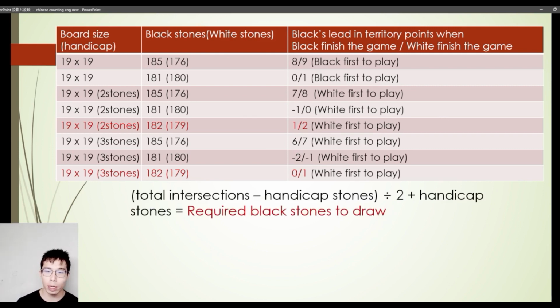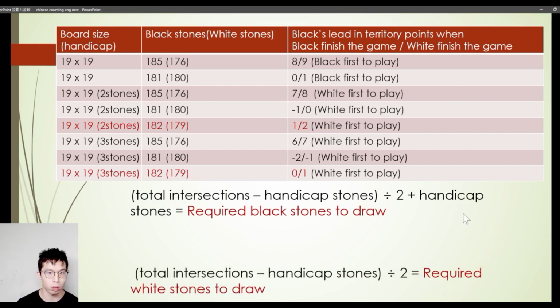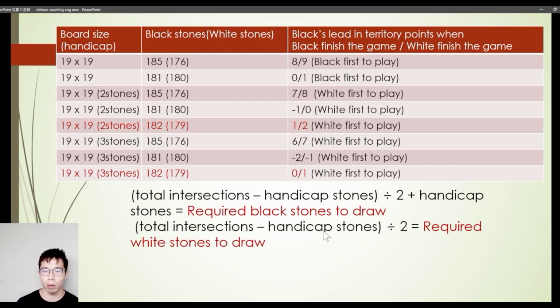And in Chinese counting, the function is here. The total intersections deduct the handicap stones and divide it by 2 plus the handicap stones would be the required black stones to draw. And for the white stones, the required white stones to draw would be the total intersections deduct the handicap stones and divide by 2.